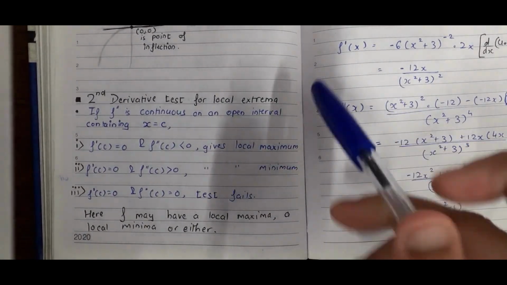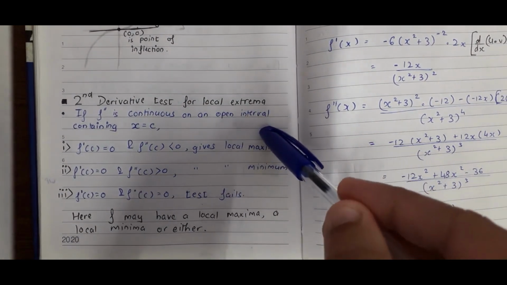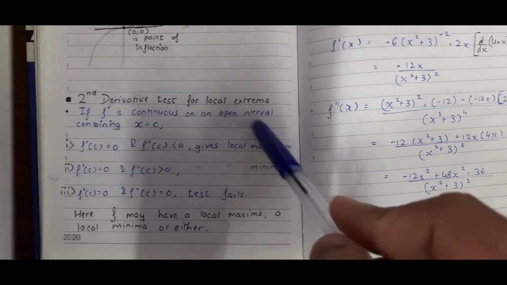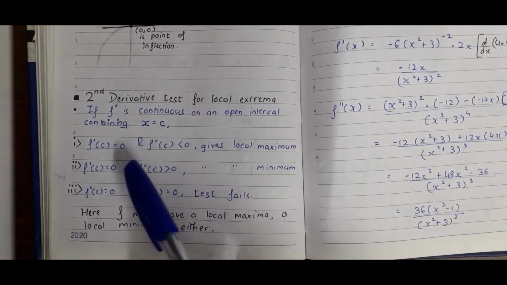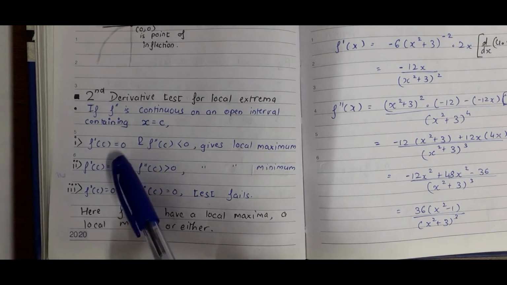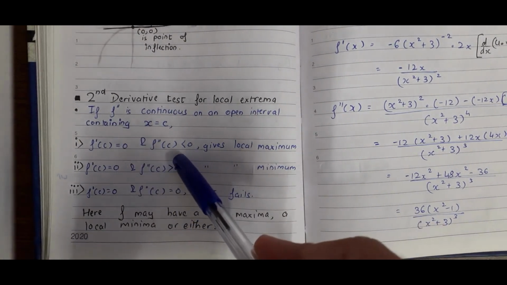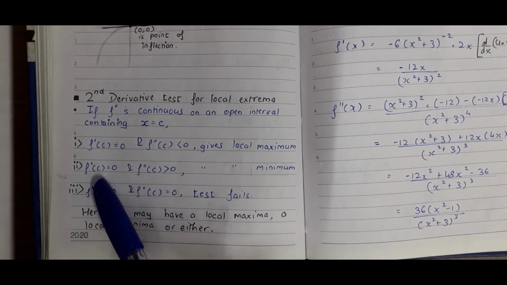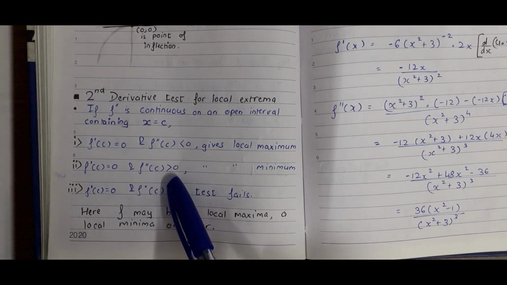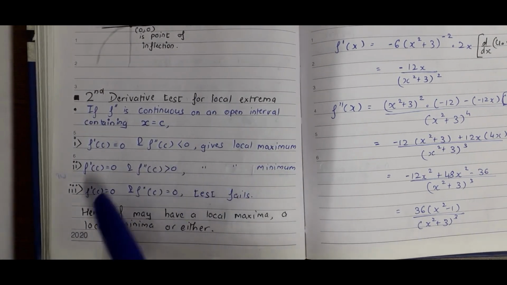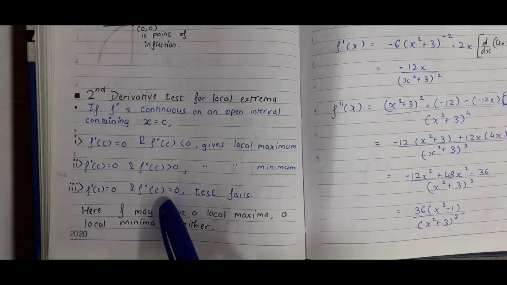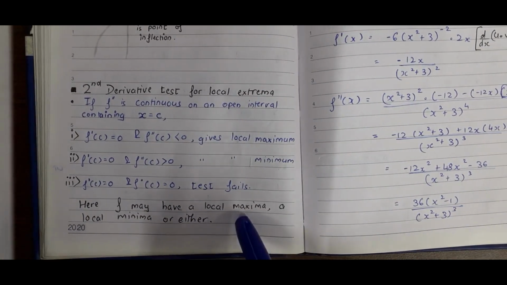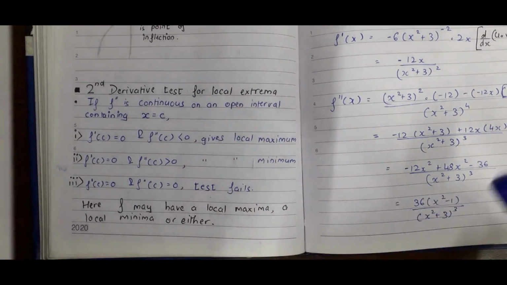Now you can even use the second derivative test to find your local extrema. It says that if your f double dash is continuous on an open interval containing x equals c, then if f dash of c is 0 and f double dash of c is less than 0, you'll get a local maximum. If f dash of c is 0 and f double dash of c is greater than 0, it's a local minimum. If f dash of c is 0 and f double dash of c is 0, your test is failing. So here f may have a local maximum or local minimum, or neither of those two.